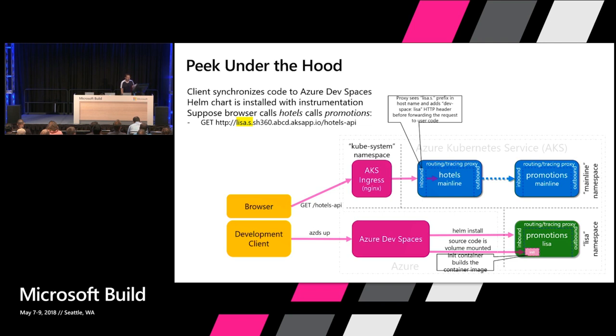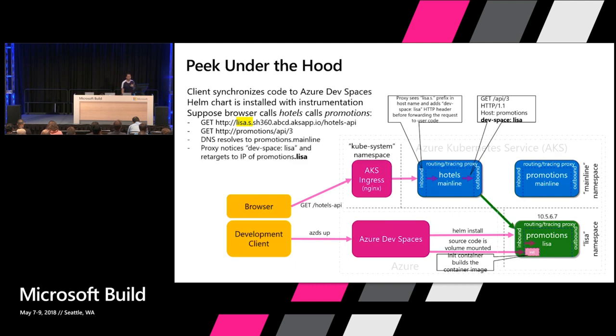A proxy sitting alongside hotels sees that. The call to hotels is resolved in the mainline. But then when hotels makes a call to promotions, it first uses Kubernetes DNS lookup and sees that there is a promotions in the mainline namespace. But the proxy also notices that there is a promotions version running in Lisa's namespace. So now it's going to route to Lisa's own version in her space. That's basically how this all works.